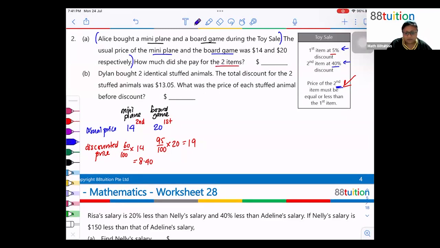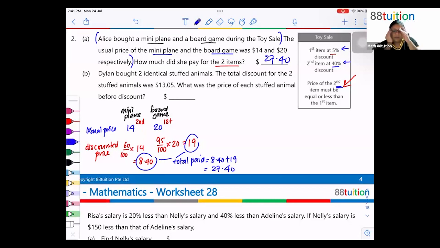So question says, how much did she pay for the 2 items? You just have to add this and this. Total paid would be $8.40 plus $19. She paid a total of $27.40. Okay, she paid a total of $27.40. Now, part B. How do I do part B?